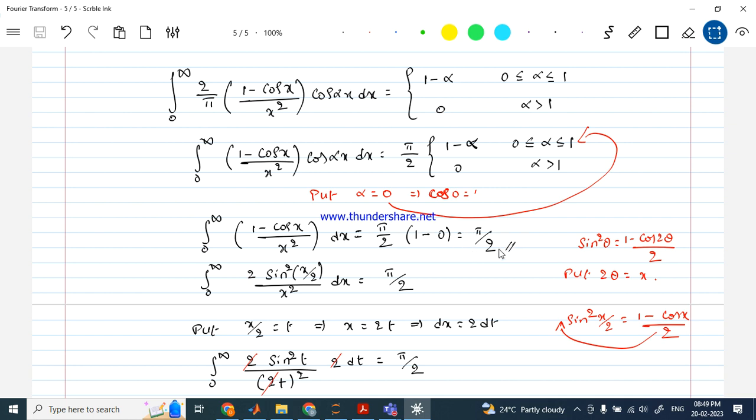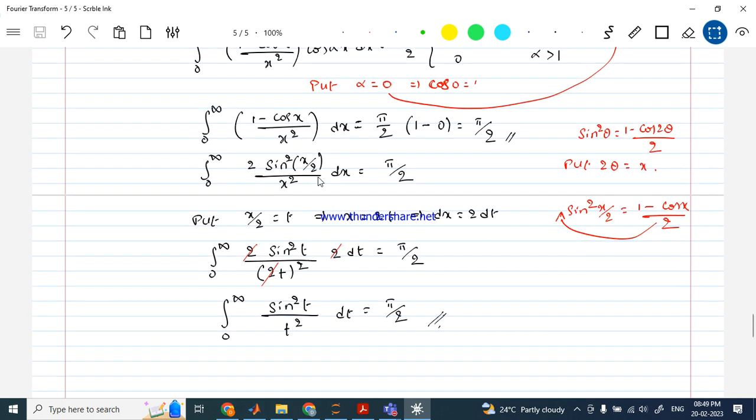And this proves the first part of it. Further, we need to show that the integral of (1 minus cos x) by x square is the same as sin square t by t square. It is pure trigonometric work. Sin square theta is (1 minus cos 2 theta) by 2, which means (1 minus cos x) by 2 is nothing but sin square (x by 2). That is what I have written here.